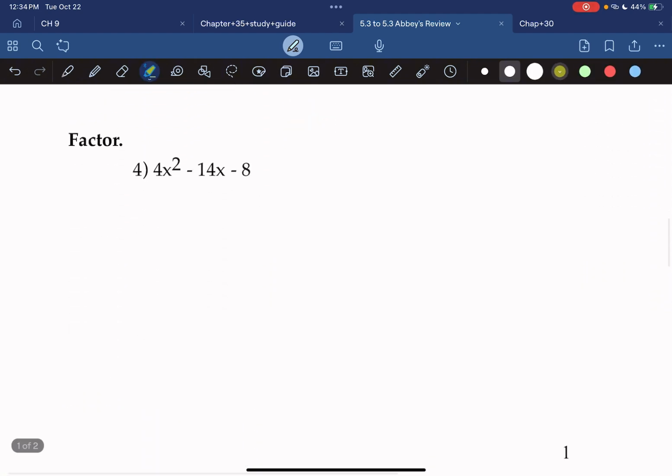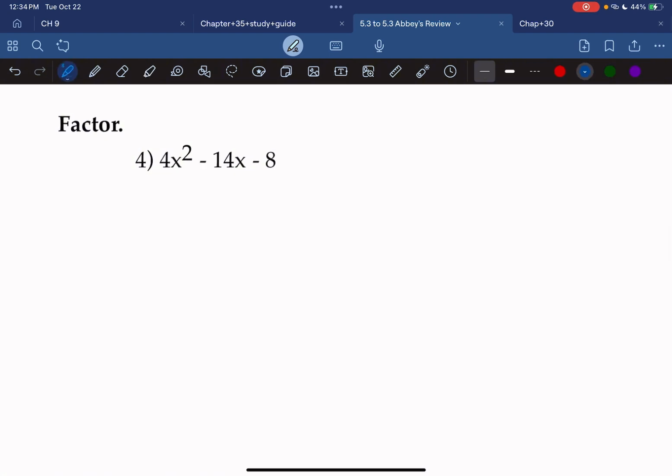Now for number 4, it's asking us to factor. Excuse me. So now to factor, we have to find A, C, and B. And then a common number. What's the greatest common factor between all of these? It's going to be 2. Let's put it here so that we remember.